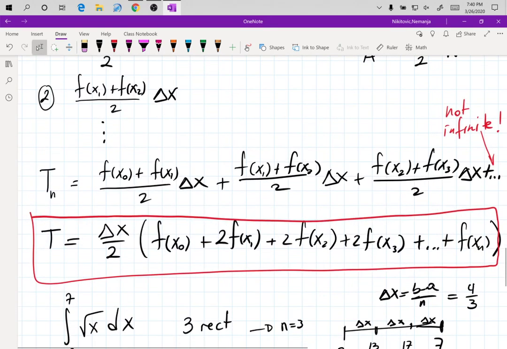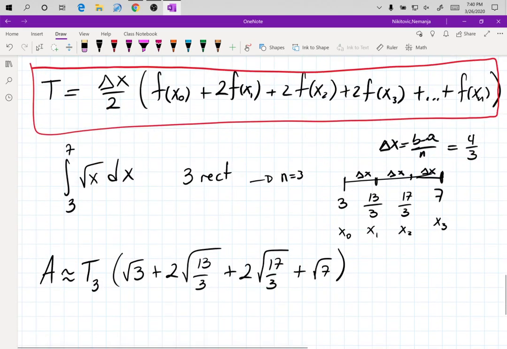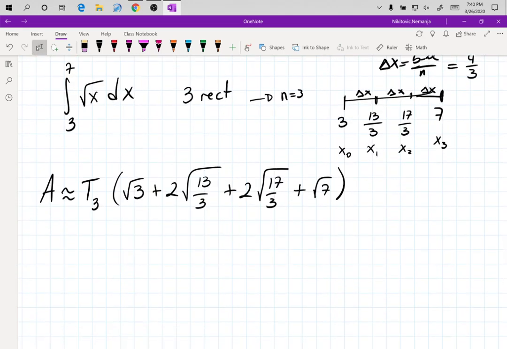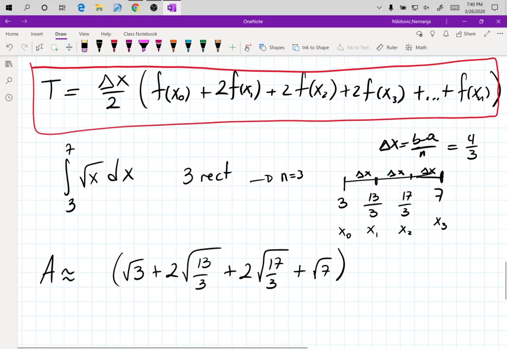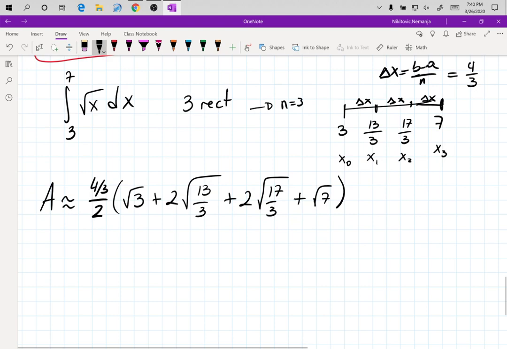As I was deriving that, you have seen them, right? That's f of x1. Here's x2, x2. And then x3 would have x3 in the next one, and so on. So they always come in pairs, except the first and the last. And now just compute this mess. You know, you take your calculator and you compute this. Oh, I forgot to put delta x over 2. So that's 4/3 over 2 in front. There we go.